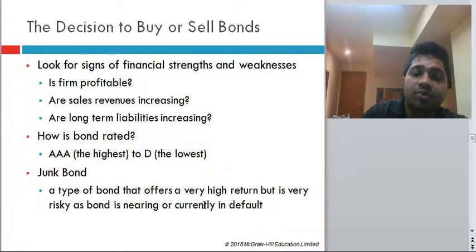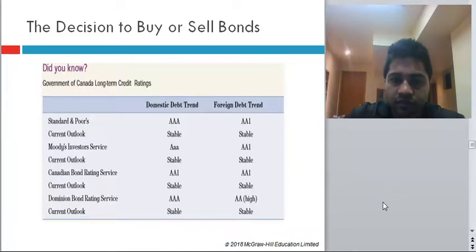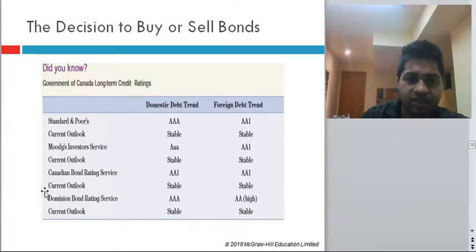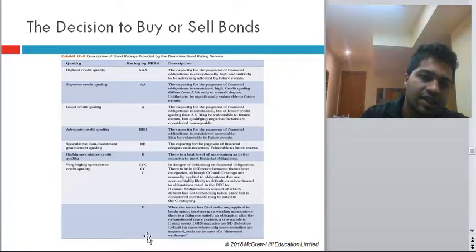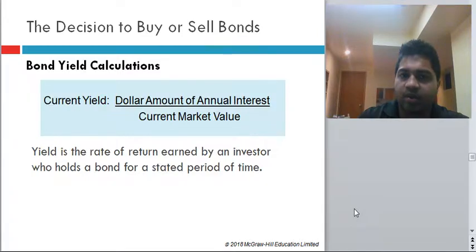A junk bond is a type of bond that offers a very high return, but it is very risky as the bond is nearing or currently in default. The rating bodies are Standard and Poor's, Moody's Investors, Canadian Bond Rating Service, and DBRS, that is Dominion Bond Rating Service. This is how they rate bonds. This is again saying what we discussed: triple B and above are investment grades, triple B and below are speculative grades. The higher the bond rating, the lower the probability of default.